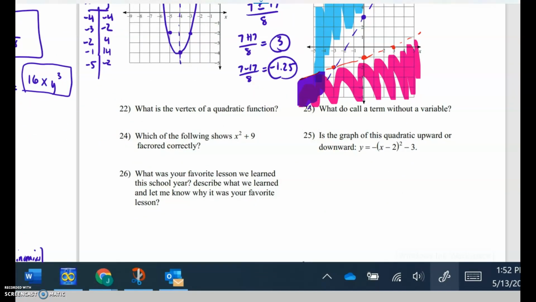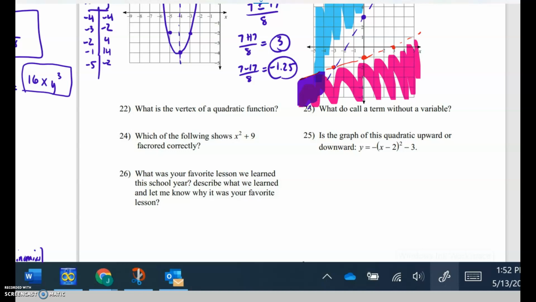All right, last few questions. What is the vertex of the quadratic function? At this point, hopefully you guys know it's the highest or lowest point on the graph of a quadratic. What do we call a term without a variable? We call that the constant term. Which of the following shows x squared plus 9 factored correctly? That's a multiple choice option on the test, of course, and that's going to be non-factorable because this is not a difference of squares and there aren't factors of +9 that get 0.